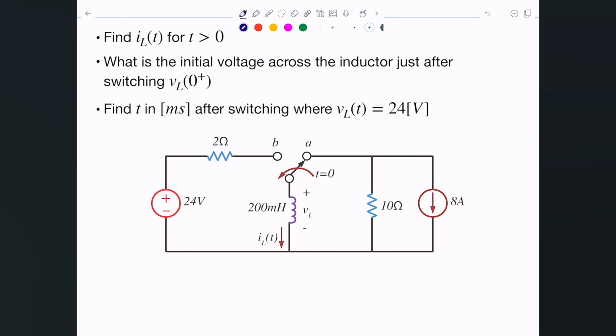In this example, we're given an RL circuit that has one inductor, a bunch of sources and resistors. So basically it's a first order circuit. And what we're being asked to compute is the following, the current flowing through it.